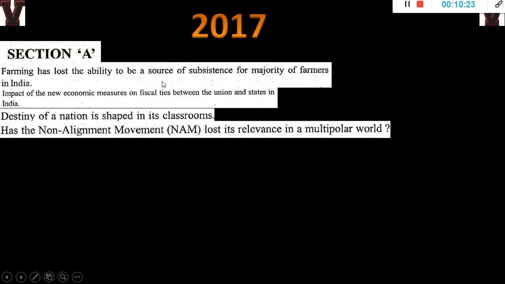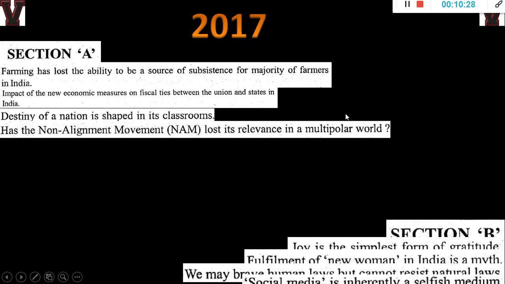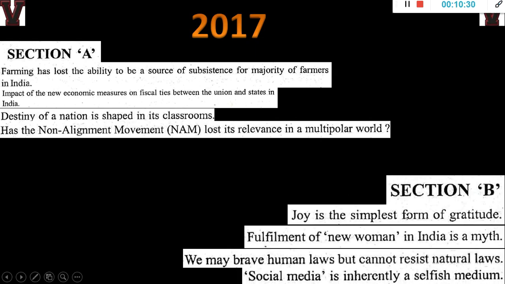So all these four, see in 2017 it was a very easy thing in section A. And section B: joy is the simplest form of gratitude, fulfillment of new woman. Okay, again woman empowerment kind of thing. Then we may brave human laws, but cannot resist natural laws. Then social media is inherently a selfish medium, and social media you should definitely prepare.